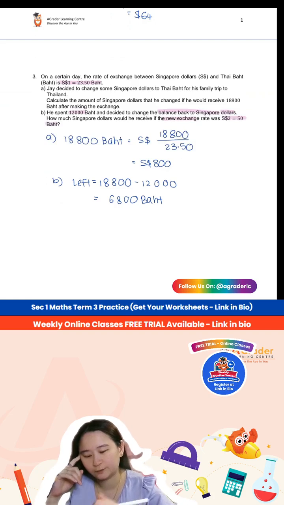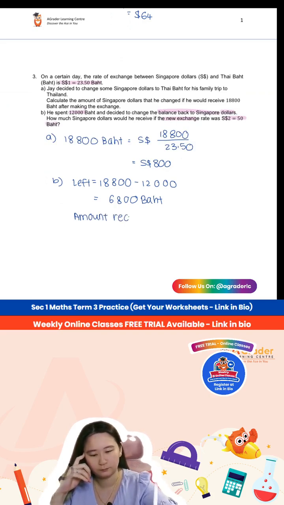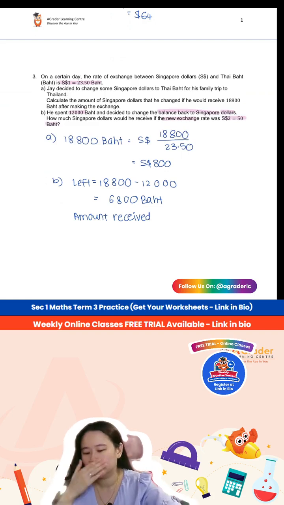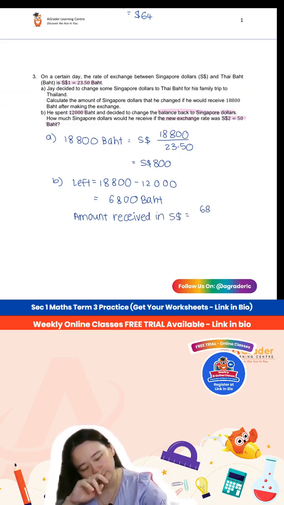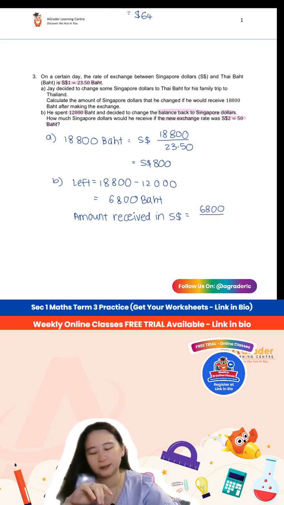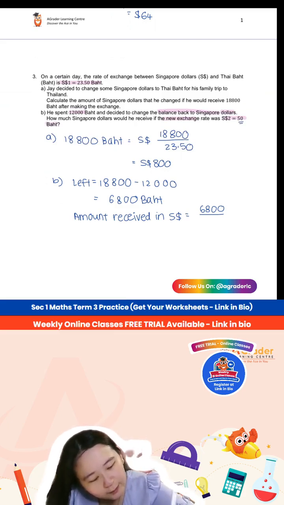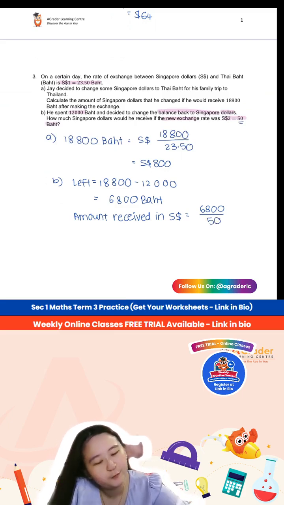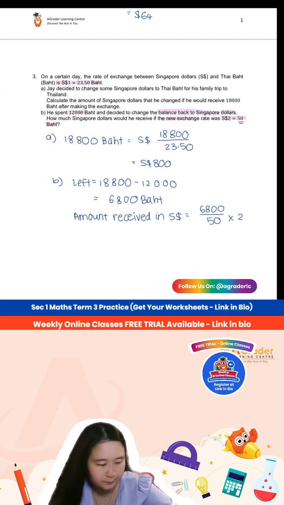Okay, then we have to change this to Singapore dollars. So the amount received in Sing dollars will be 6,800 divided by 50 baht, we divide by 50, and then for every 50 baht he will receive 2 Sing dollars, so we have to times 2. So it will be Sing dollars 272.